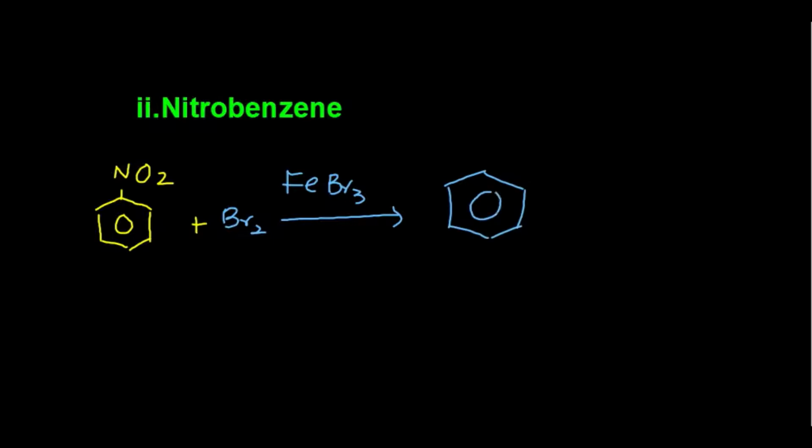Before writing the product, students, here you will notice the nitro group is attached to the benzene ring. As we know, the nitro group is a meta directing group, right? Since the nitro group is a meta directing group, it will direct the incoming atom at the meta position. So as a result of bromination of nitrobenzene, we get, here the nitro group is attached, and since it is a meta directing group, it will direct the bromine atom at the meta position, right? So we get meta-bromo nitrobenzene. I hope this reaction is clear.